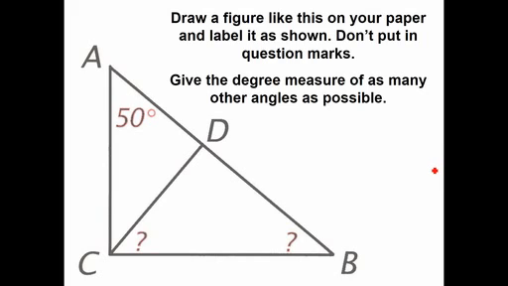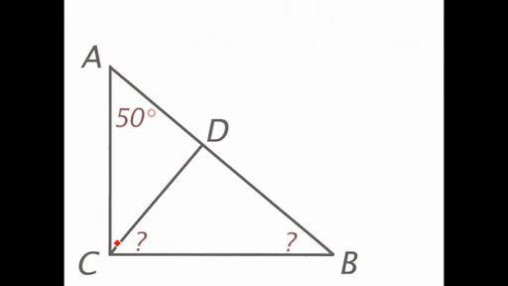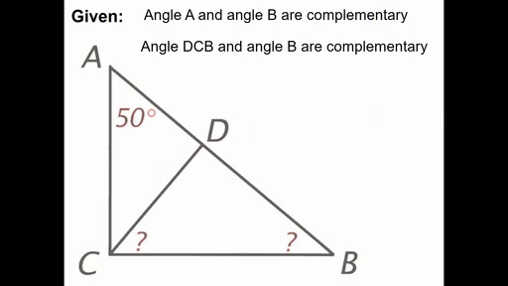Not very long, because without some more information, you really can't do anything on this one. I mean, we know that the sum of angles A, B, and this angle down here at C would have to be 180. But we only have the 50 here, so we can't figure out angle B or this angle ACB. We need more information. So here's some more information.